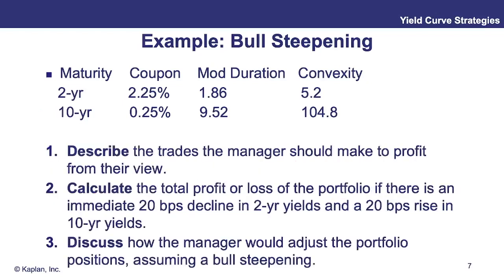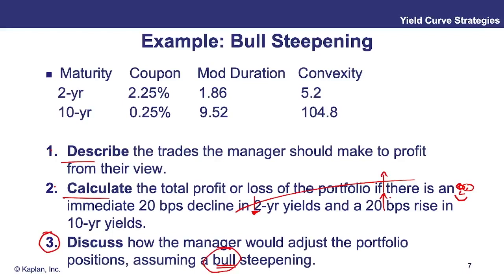Okay, so we're going to describe the trade the manager should make to profit from their view. Calculate the P&L if there's a 20 bips decline in 2-year yields and a 20 bips rise in 10-year yields. Now, if we're playing a steepener, and this happens, at the short end rates go down, the long end rates go up, that's steepening, so that's going to be a profit, isn't it? Big picture, we're going to be happy with that. Discuss how the manager would adjust the portfolio positions assuming a bull steepening. Okay, so 1 and 2 are done just under expectations of a steepening. Trade 3 is where we think about adjusting the trade to bring in this idea that we're bullish on rates.